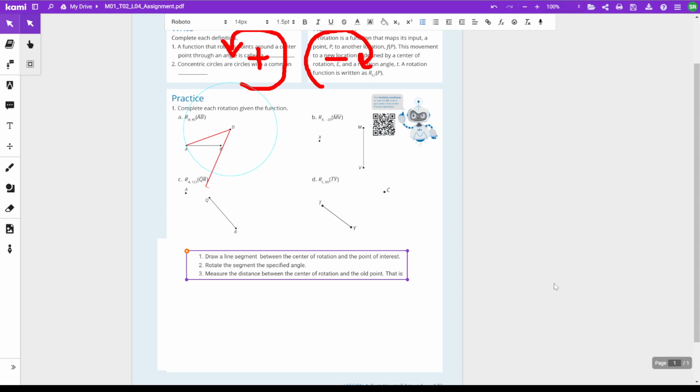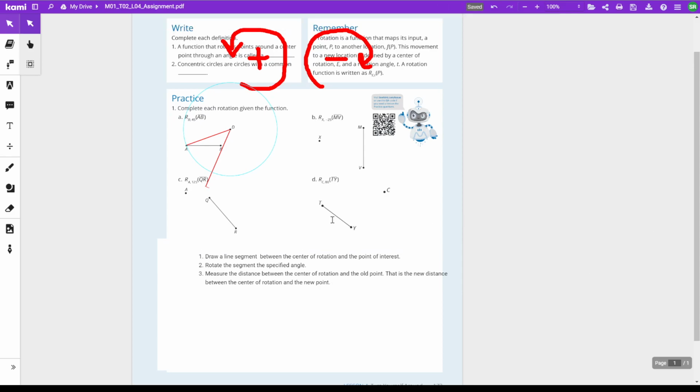That is the new distance between the center of rotation and the new point. So on your assignment, when you're doing this on paper, you're going to want to pull out a ruler.